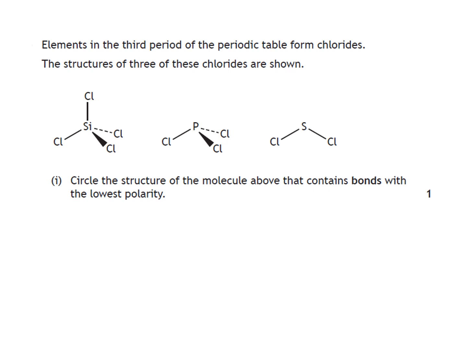So circle the structure of the molecule above that contains bonds with the lowest polarity. So how you're answering this is you're looking in your data book, you're going to the electronegativity table again, and you are seeing which of these has got the lowest or the smallest difference in electronegativity.